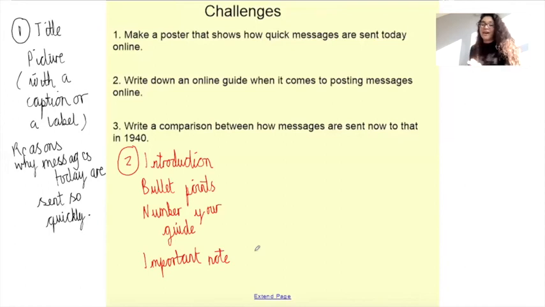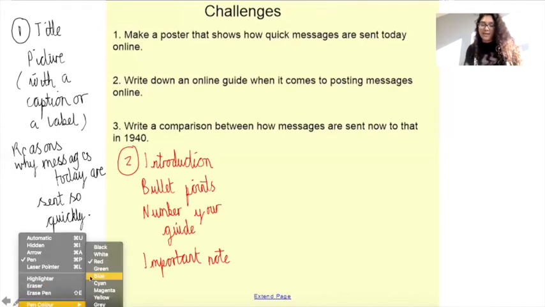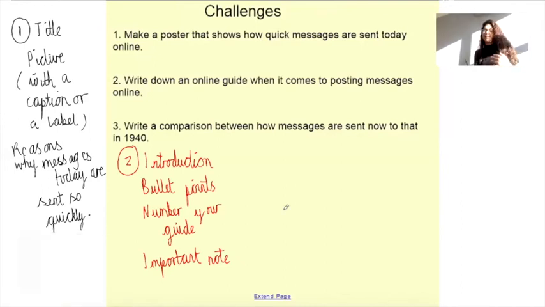Lovely. Now, last but not least is write a comparison between how messages are sent now to that in 1940. So how would you start to write some sort of comparison? What would you need to include in your writing? You would need to include similarities. So what is the same about how messages are sent now to how messages were sent in 1940? So I'm going to write that. Similarities.